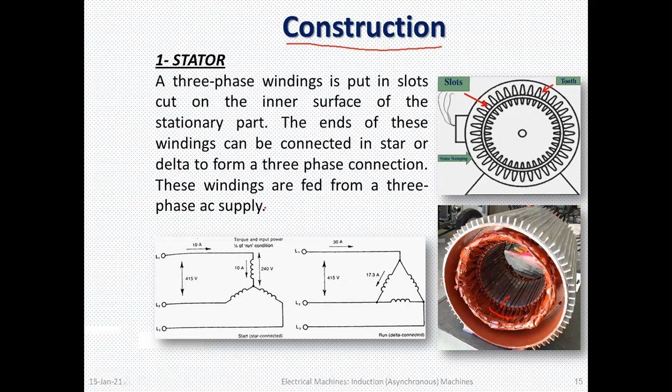These windings are fed from a three-phase AC supply, as shown here. These are the slots, and a stator stamping is here. These are the teeth, and here the three-phase supply is given. The connections may be star or delta. If it is in star, it will look like this, and if it is in delta, it will look like this. So this is the stator construction.